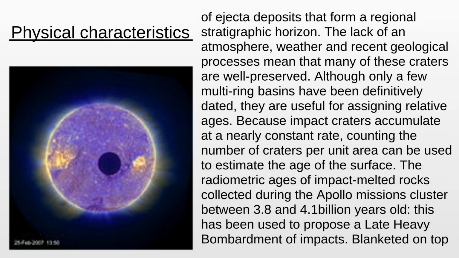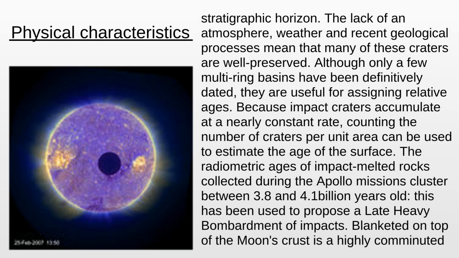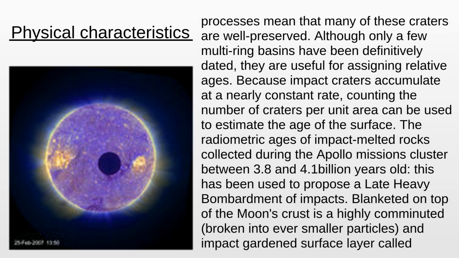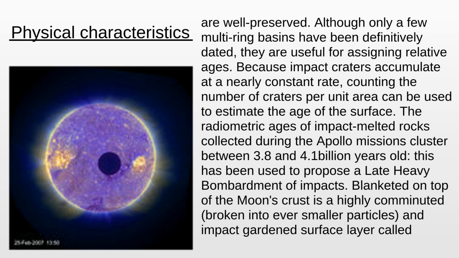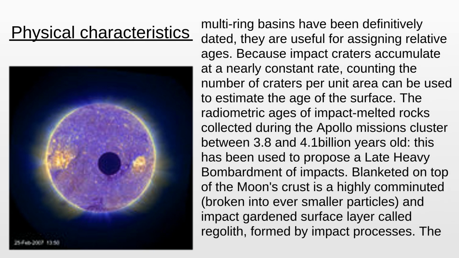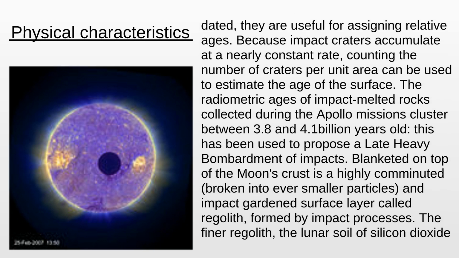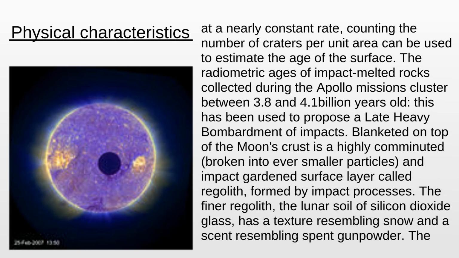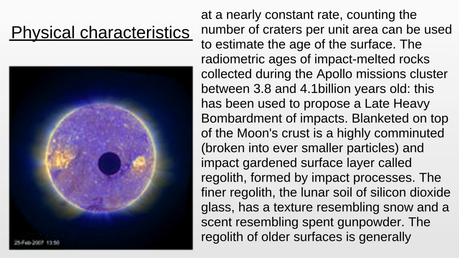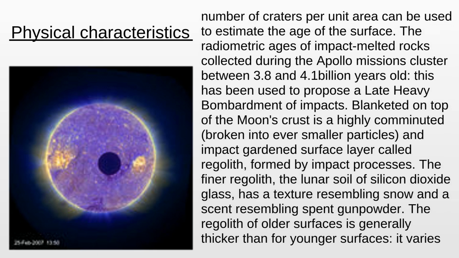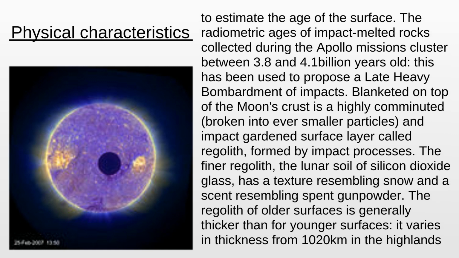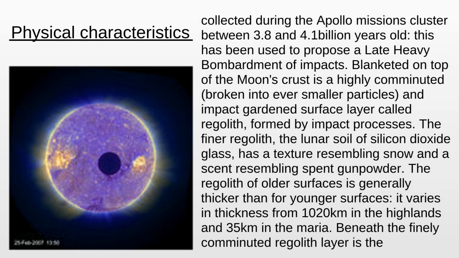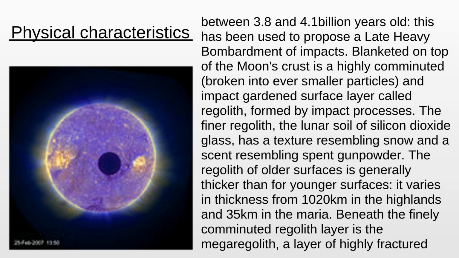The lack of an atmosphere, weather and recent geological processes mean that many of these craters are well preserved. Although only a few multi-ring basins have been definitively dated, they are useful for assigning relative ages. Because impact craters accumulate at a nearly constant rate, counting the number of craters per unit area can be used to estimate the age of the surface. The radiometric ages of impact melted rocks collected during the Apollo missions cluster between 3.8 and 4.1 billion years old. This has been used to propose a late heavy bombardment of impacts.